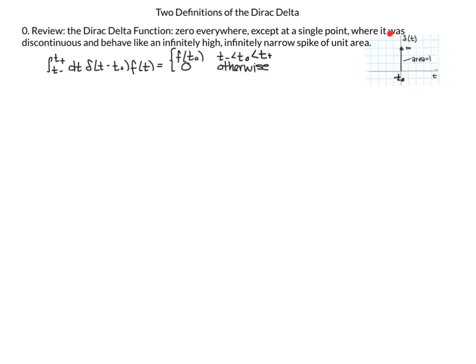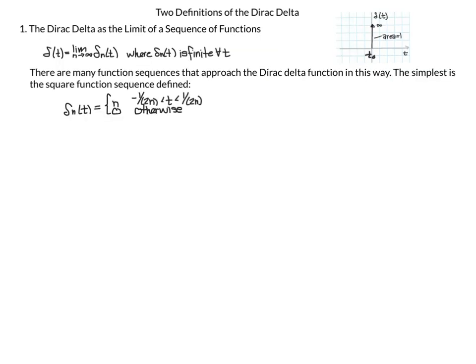But now we're going to go through the sequence of functions definition, to get some insight into how we can say we have this infinitely narrow, infinitely high spike where the area beneath the curve is equal to 1. So here we're going to start with our first definition of the Dirac delta as the limit of a sequence of functions. We're going to have several functions, and we are going to call them delta n of t.